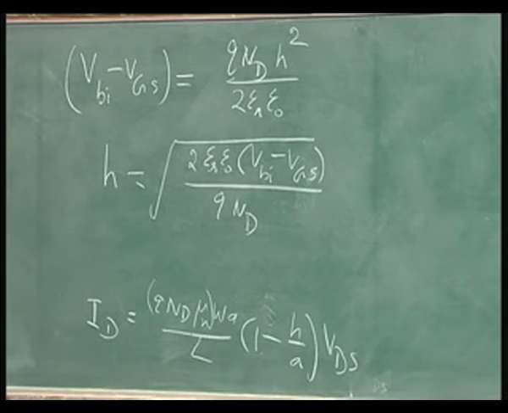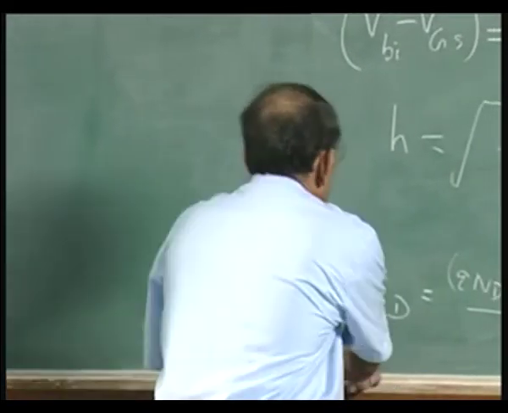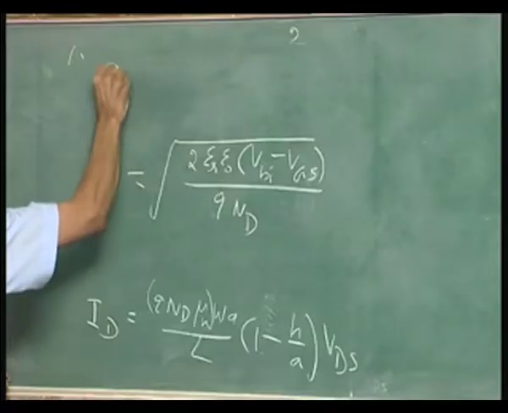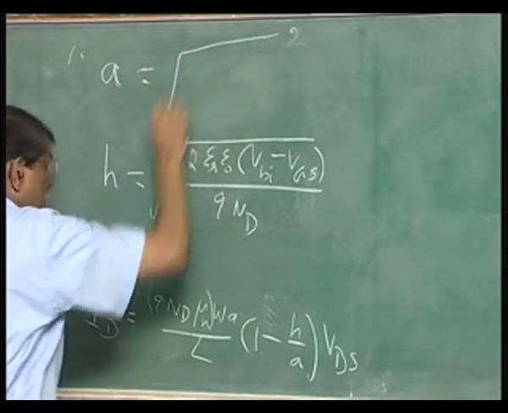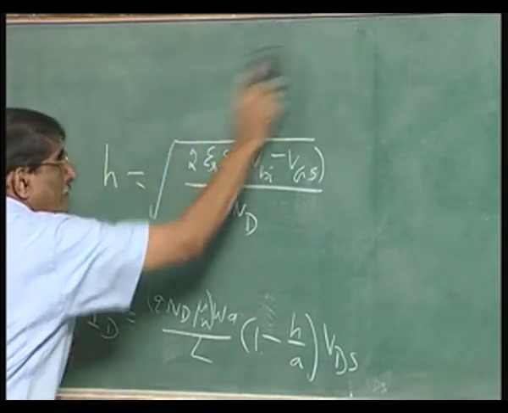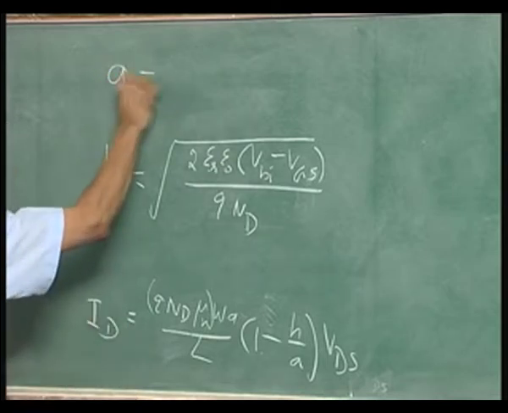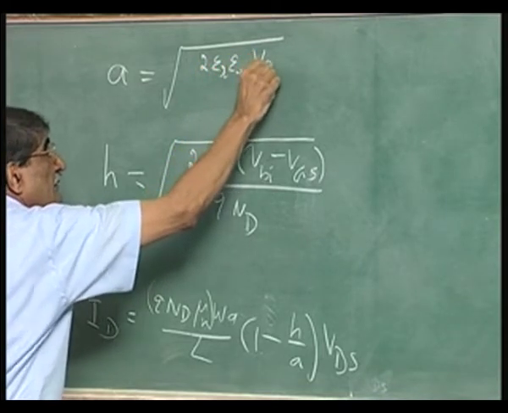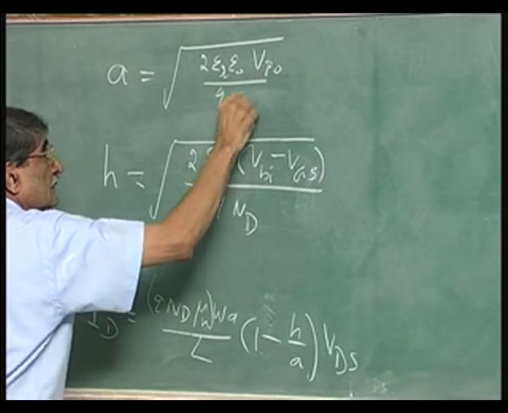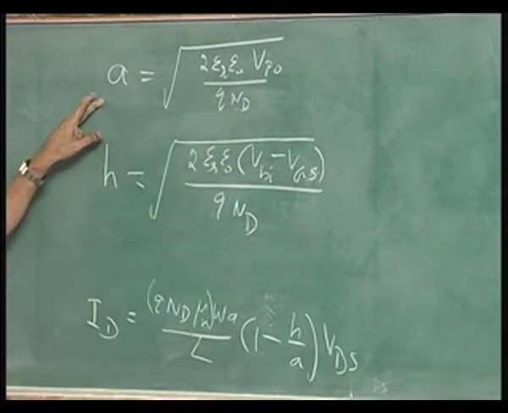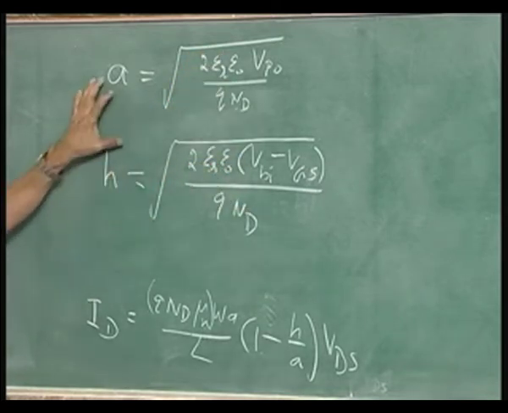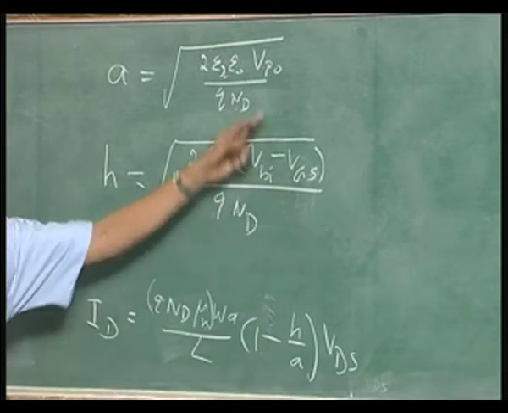What is H divided by A? Okay. So, H is this, and A is actually equal to the square root of twice epsilon r epsilon 0 into Vp 0 by Q and D. So, H divided by A is actually equal to the square root of the potentials, all these things cancel. So, H divided by A is the square root of VBI minus VGS divided by Vp 0.